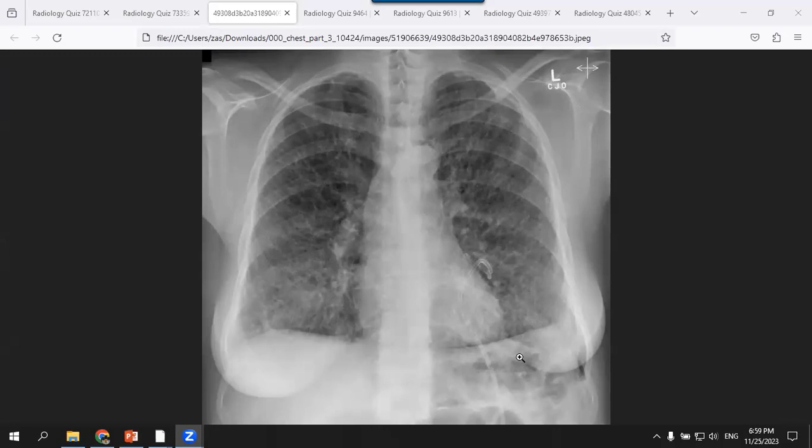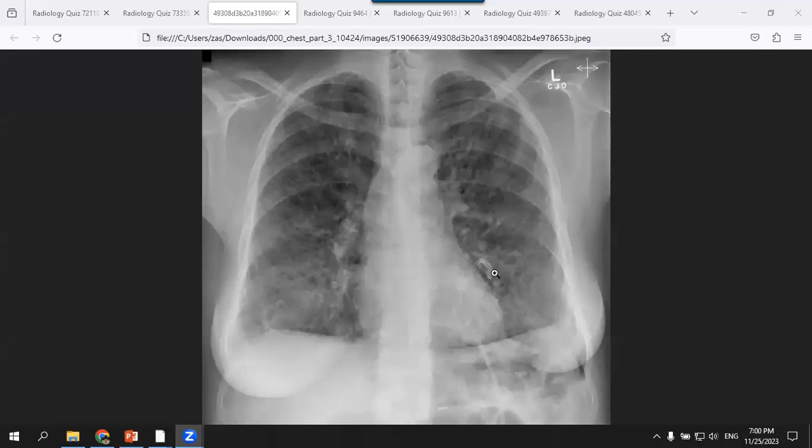Apart from that, I also noticed that there is some blunting of the right costophrenic angle and the left costophrenic angle. This could be because of overlying soft tissue density, but I would like to confirm this on CT images. Considering these findings, since she is a female patient, I'm thinking about lymphangiomyomatosis.